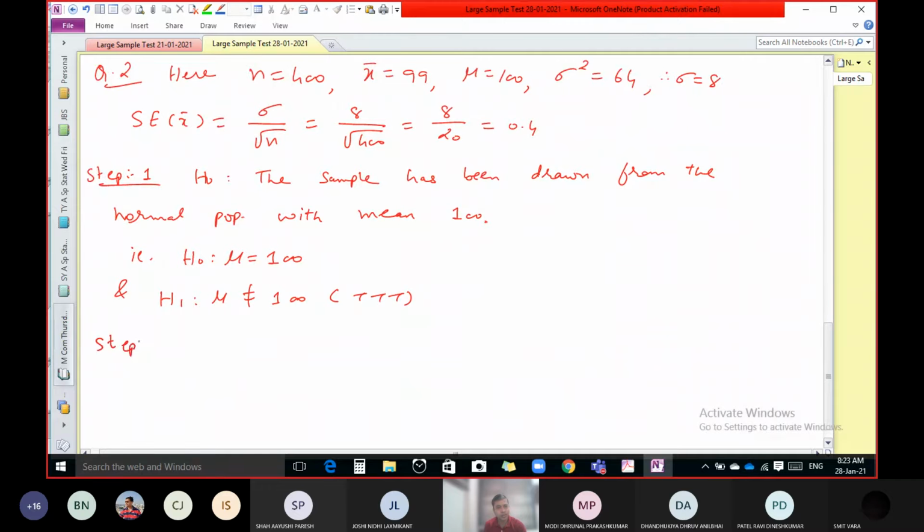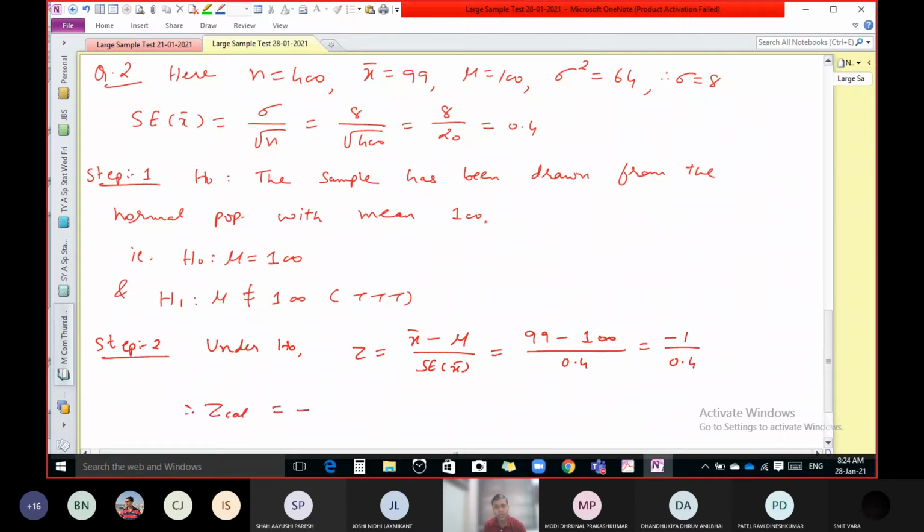Step 2. Under H naught, Z formula is x bar minus mu upon standard error of x bar. X bar is what? 99. Mu is what? 100, upon standard error is 0.4. So it is minus 1 divided by 0.4. Do the calculation, minus 1 divided by 0.4. We get minus 2.5.